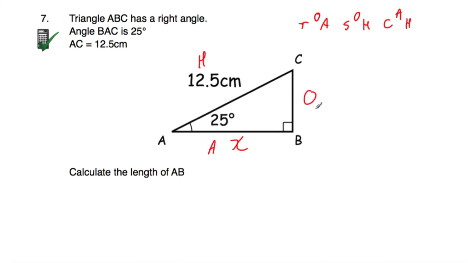Now in this question you can see the opposite we've not been given, and we're not trying to find it, so we can cross it off. We can cross off any triangle involving that O. So that means we're going to be using the cos, and we're trying to find the adjacent here. We're trying to find what x is, the length of AB, which is the adjacent.